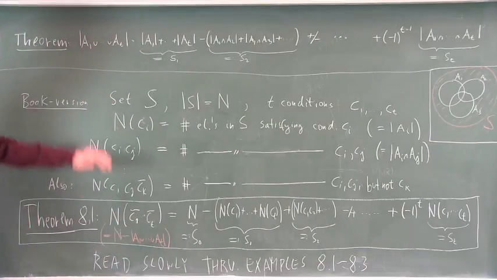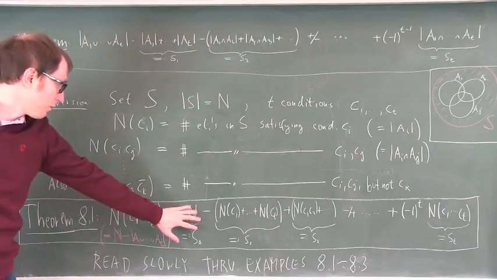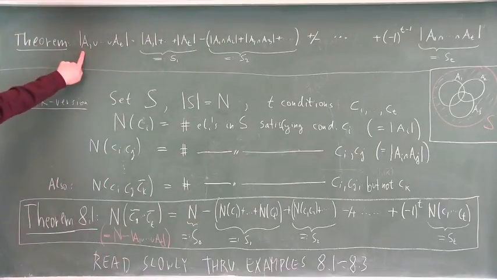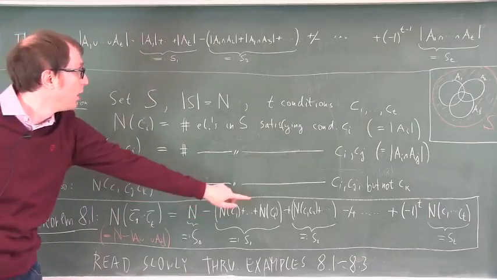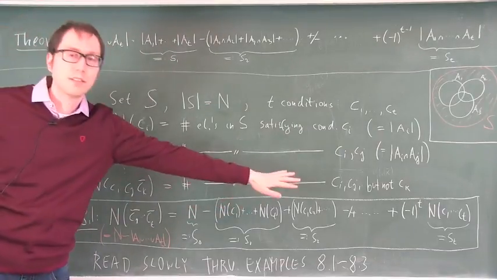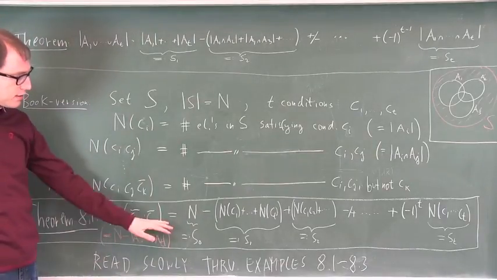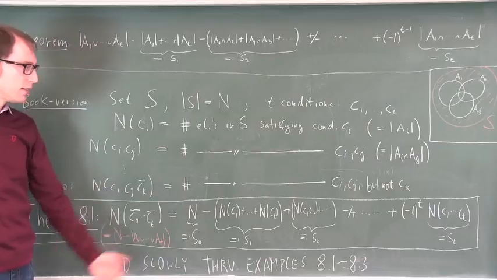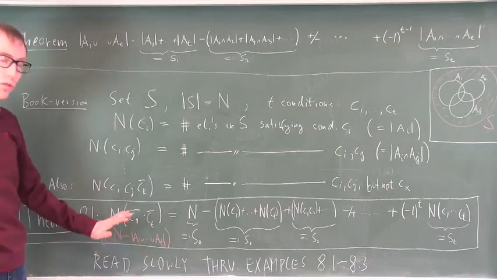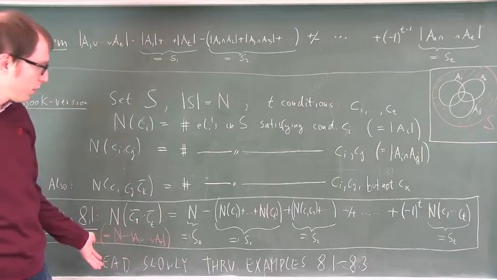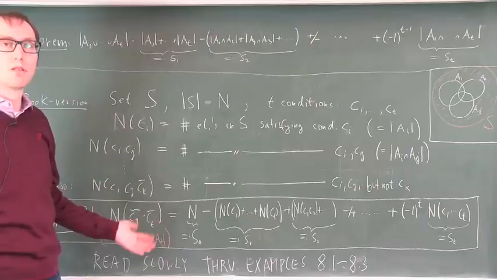And now we see how these two are related, because if we have this formula, in order to get this formula here, we just take N minus this. So we take N minus S1 plus S2 and so forth. So the formula for the complement is S0 minus S1 plus S2 minus S3 and so forth. Okay, so please do have a look at the examples in the book, 8.1 up to 8.3. This is very important. Just go slowly through them.